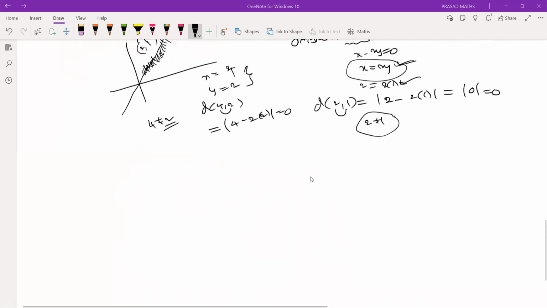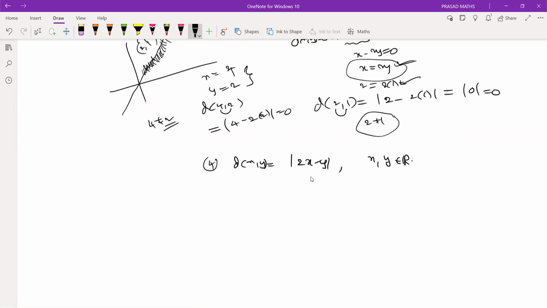Suppose I slightly change it. Let me take another example. The distance between x and y is equal to, suppose, 2x minus 1. Is it a metric? No. The same strategy works, right?